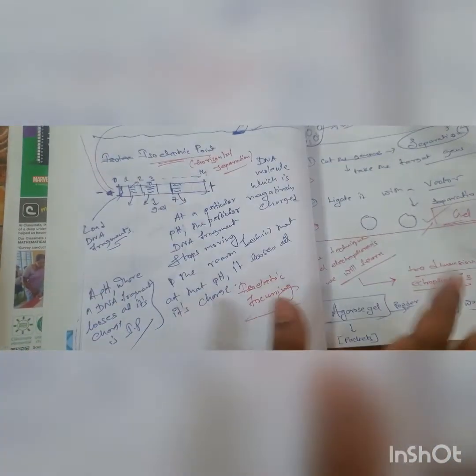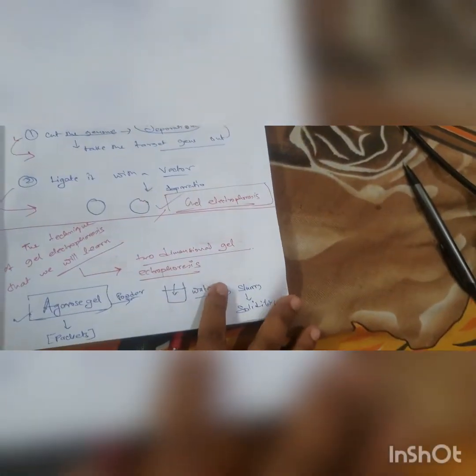So I hope that this entire process is two-dimensional gel electrophoresis. This entire process is known as two-dimensional gel electrophoresis. The gel electrophoresis, though, I hope you have understood.